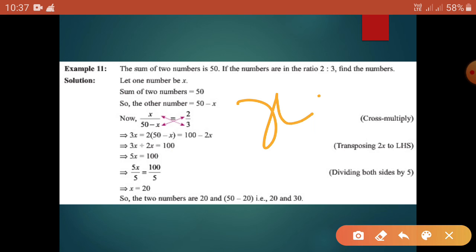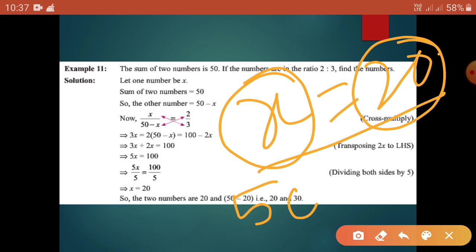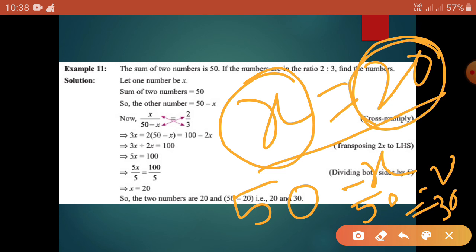So as we assumed that one number is x, one number is 20. So the other number will be 50 minus x. So what will be the number? 50 minus 20, that means 30. So one number is 20, the other number is 30.